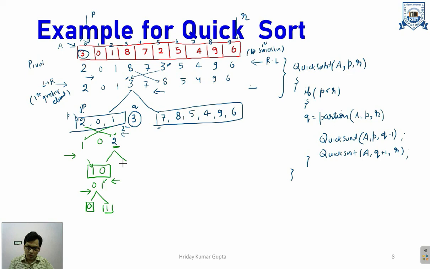Right? Now you find that 0, 1, 2, 3 are in sorted order. Similarly, you can find it like this in this sublist also. Right? So let me find.